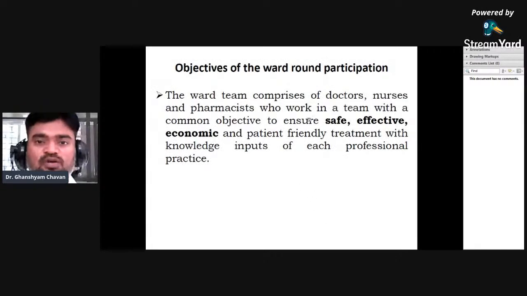Objectives of the ward round participation. So this is the basic objective of our ward round participation. The ward team comprises the doctors, physicians, nurses, and pharmacists who work in a team with a common objective to ensure safety of the patient is our primary goal.